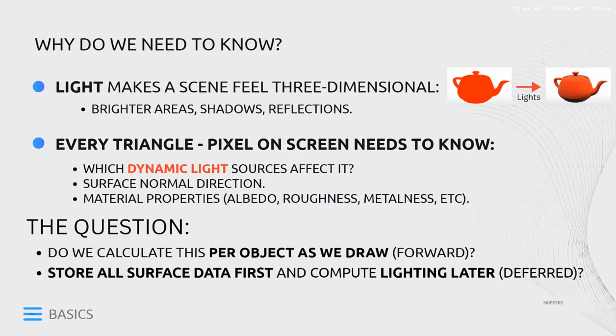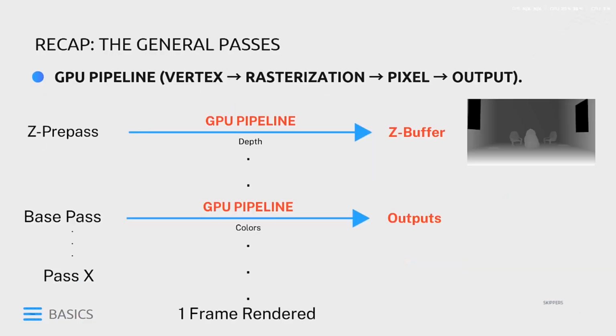Or do we store information about the geometry on the screen, and then at the end we add lighting only to what is visible on the screen? And of course this is deferred rendering. We talked before about passes in the GPU pipeline: vertex shader, rasterization, pixel shader, and then we have the output. And there is also the pre-pass, where the engine generates the Z buffer, and the Z buffer is used for occlusion to know which objects must be rendered, etc.